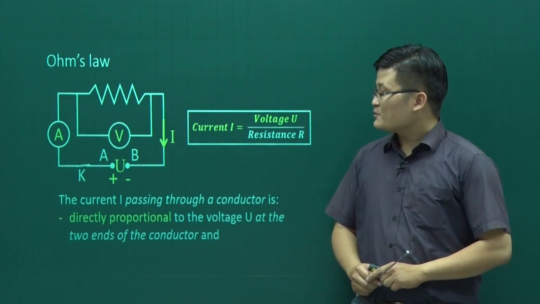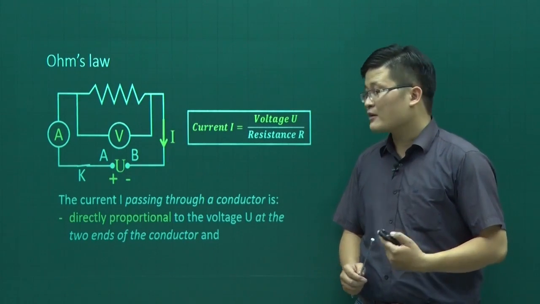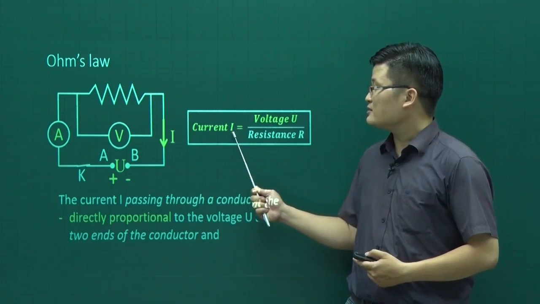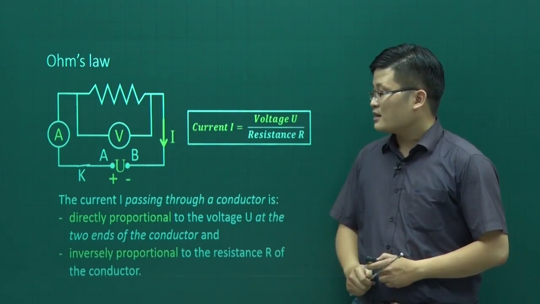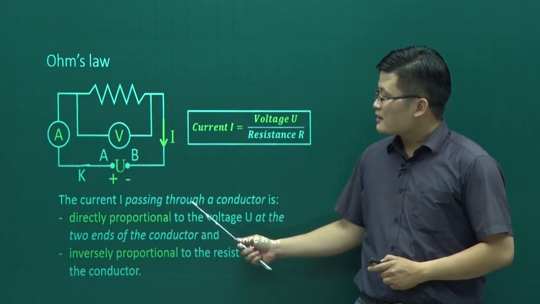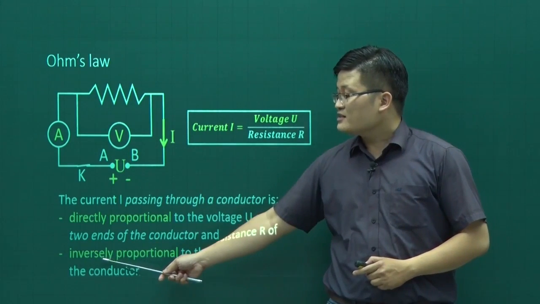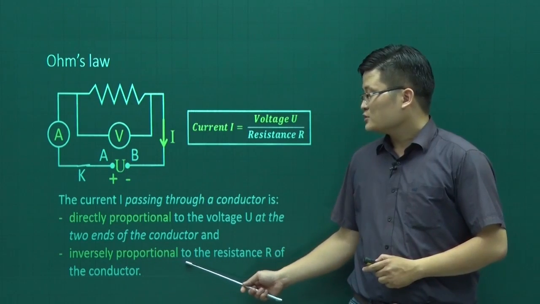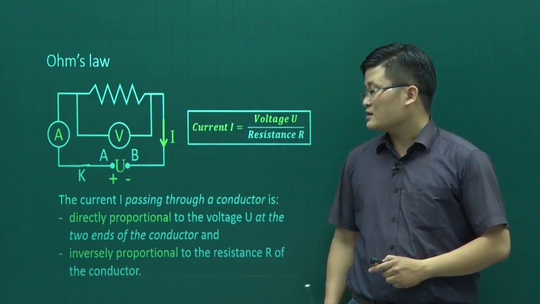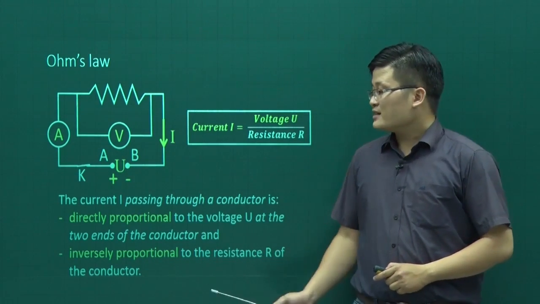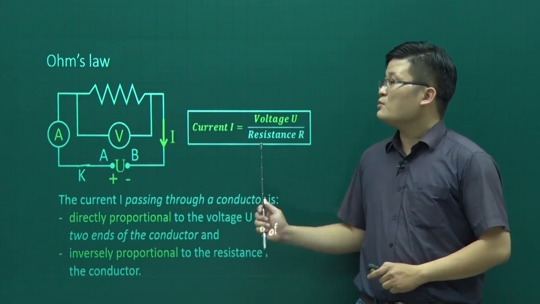And then we can also say something about the relation between current I and resistance. The current I passing through a conductor is inversely proportional to the resistance of the conductor. This is the presentation of Ohm's law.